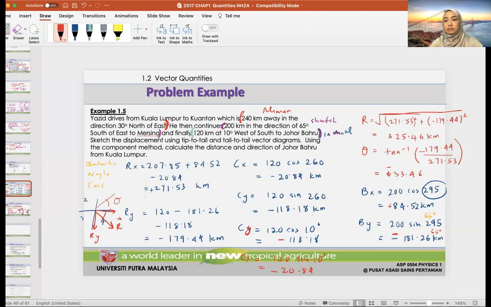Everyone's okay? Doctor, if I use the angle 80 degrees and still get the same answer, but need to add on the minus, is that still correct? 80 degrees untuk apa?